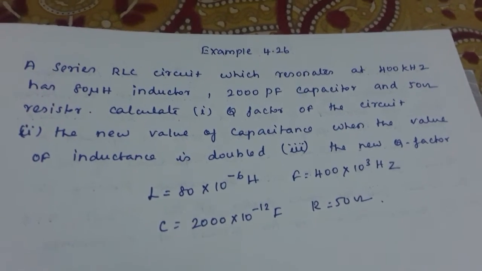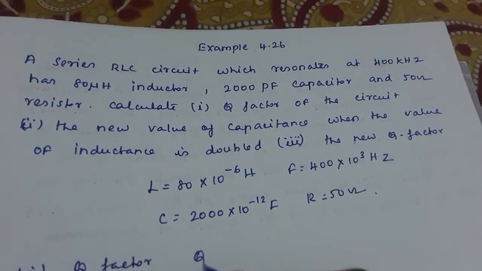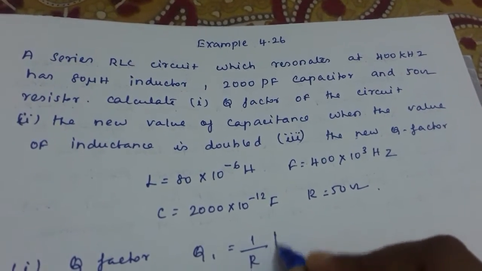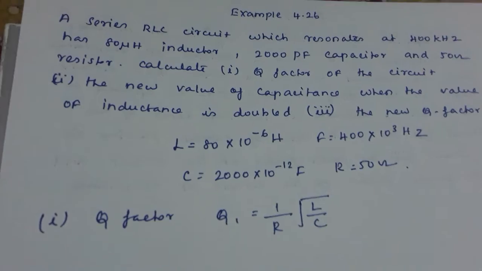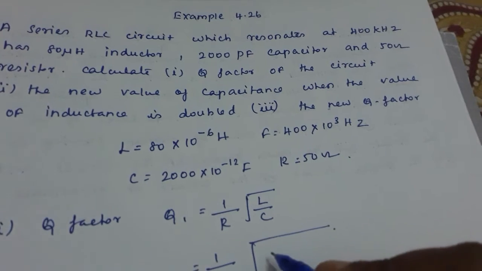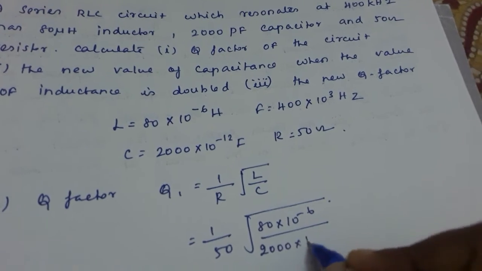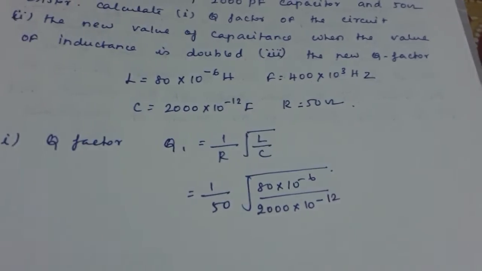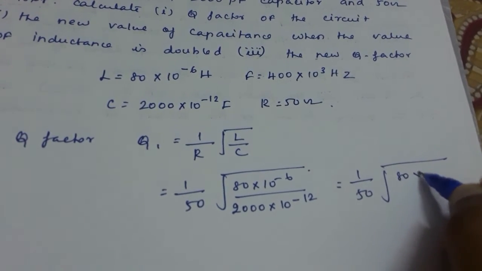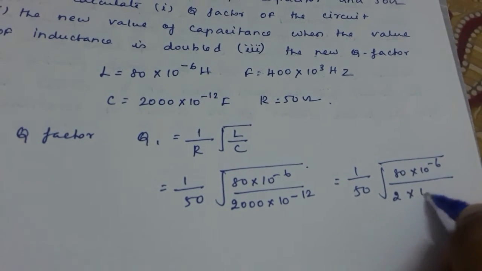Now we have to find out the Q factor. I'm going to write it as Q1 because we have to find out another Q factor. So it is 1 by R into root of L by C. This can be found out as 1 by 50 into root of 80 into 10 raised to minus 6 divided by 2000 into 10 raised to minus 12. This can be written as 1 by 50 into root of 80 into 10 raised to minus 6 divided by 2 into 10 raised to minus 9.